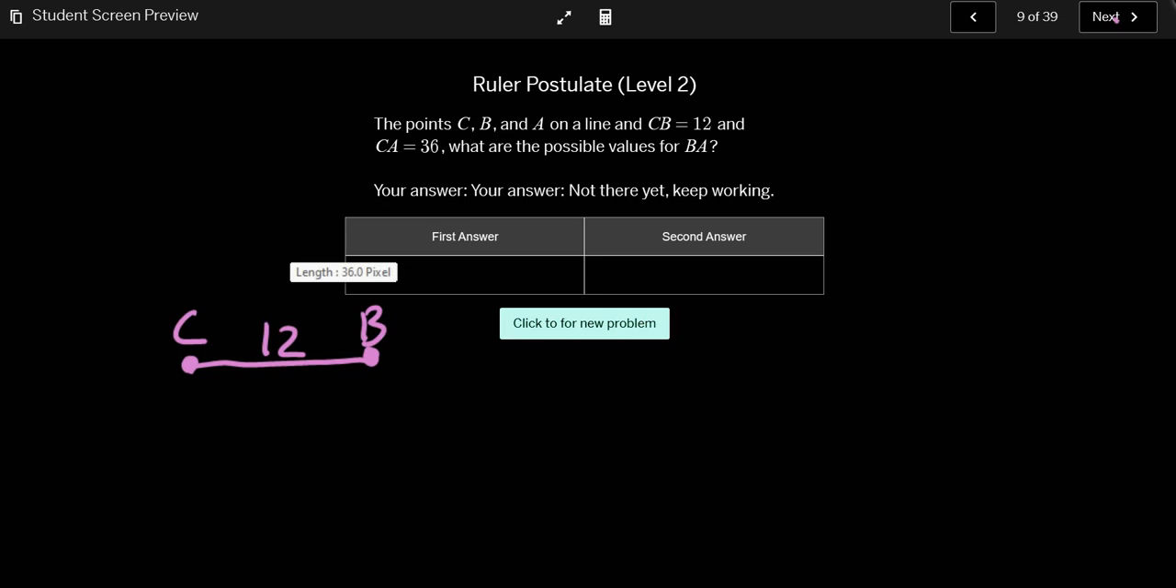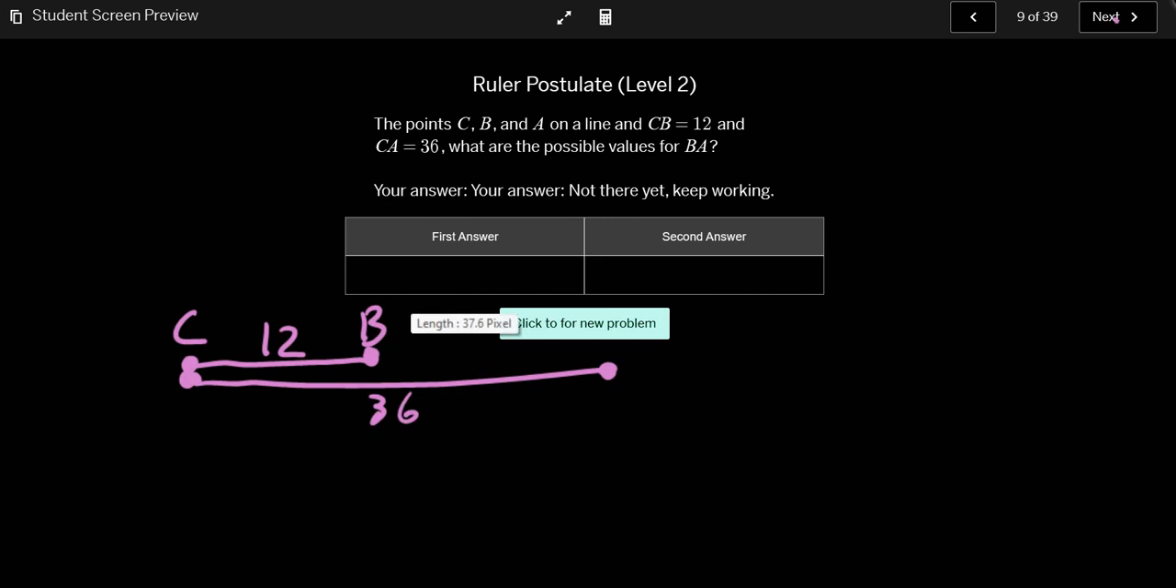Then we have a distance of C to A. So we have C to B, that's 12. If we go back to C and we go to A, this distance is 36. And the question wants to know, what is the distance from B to A? Well, if C to B is 12 and C to A is 36, we're looking for this distance here.